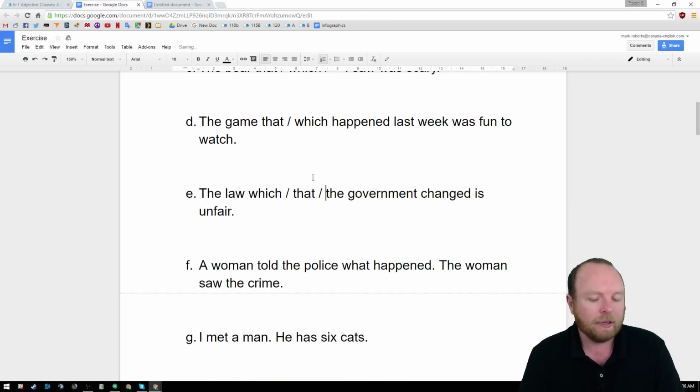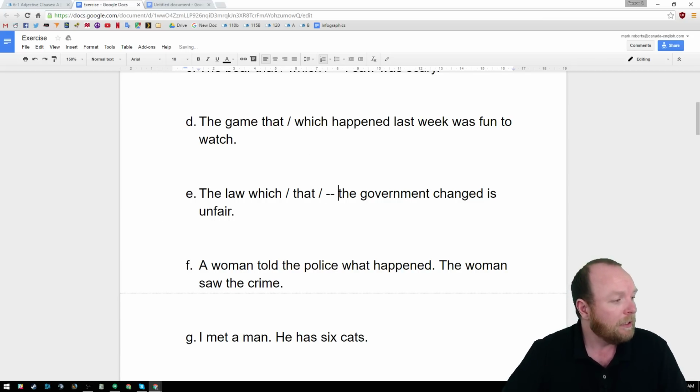What about nothing? Is that okay? Yes, it is. The law that the government changed was unfair. Good job, Miguel. Christina, the law that the government changed is unfair. Good. All right, the government changed the law, which is unfair. Okay, yeah, that's good, Alejandra. Yeah, a little bit different meaning. The government changed the law, which, okay, yeah.